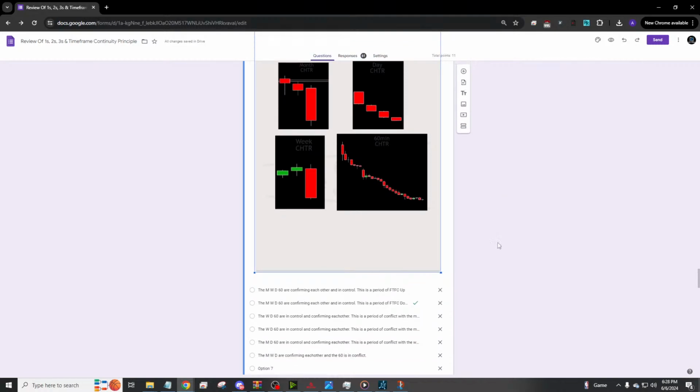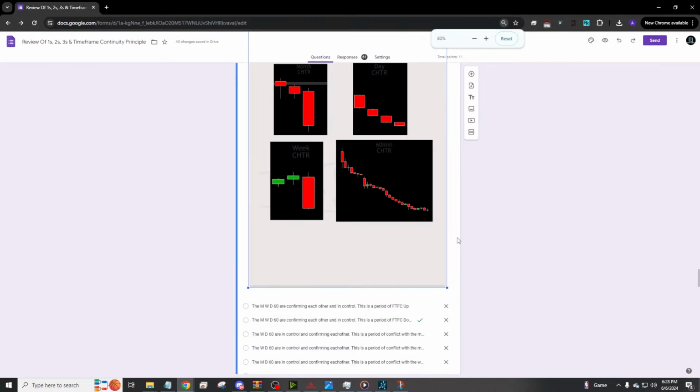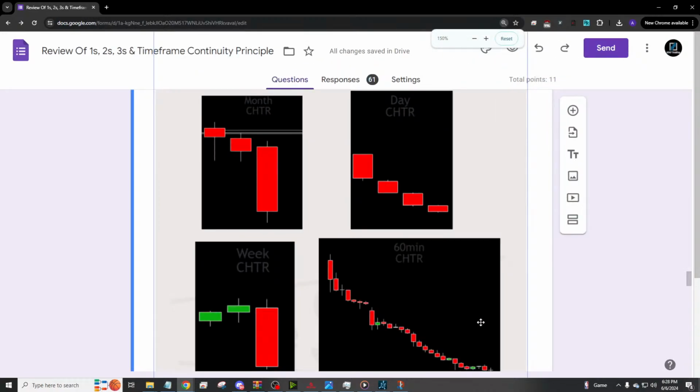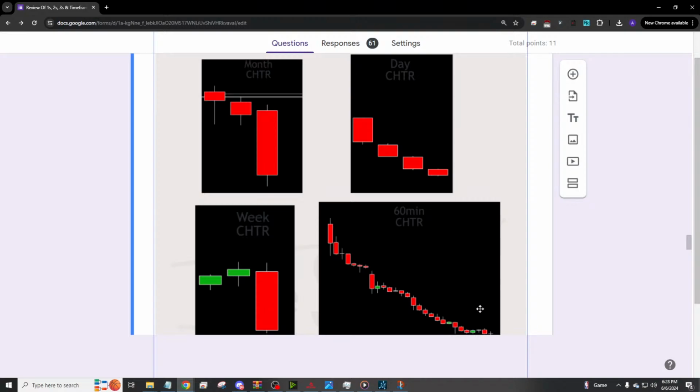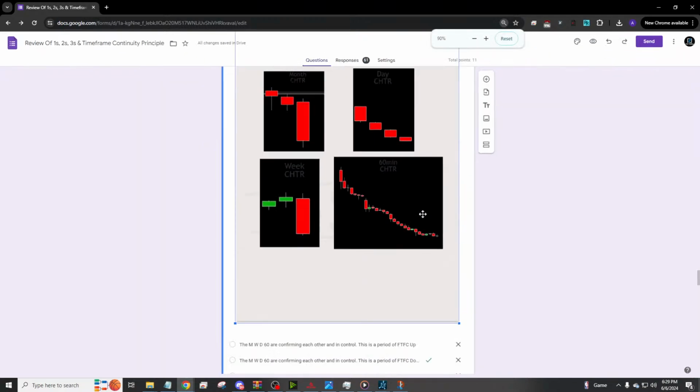And then for this one, looks like most people did get this correct. There's 10 people who got the month, week, day are confirming each other. The 60 is in conflict, which I can see again with the slight doji in here. But again, based on where it's trading in reference to the opens, it's below all these opens. It's not above this open. So we can still determine that as full time frame continuity down.